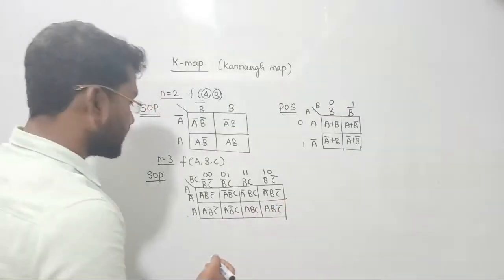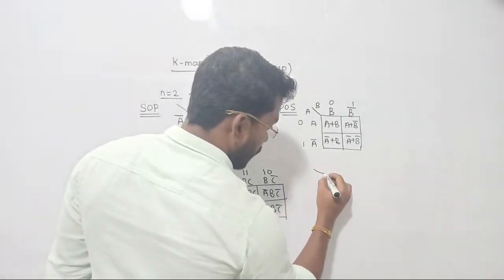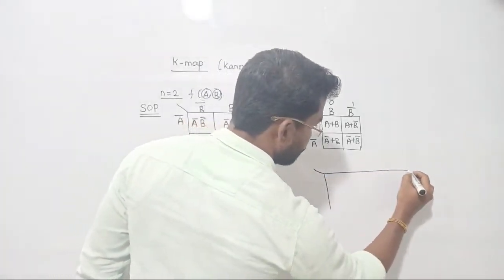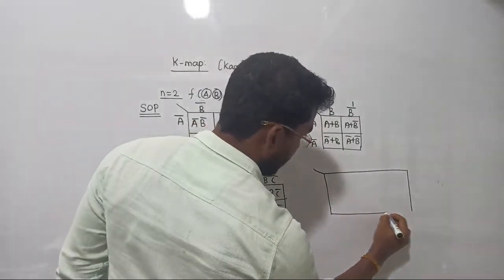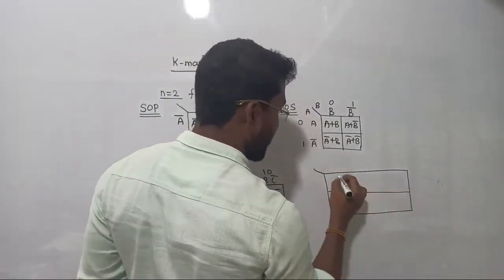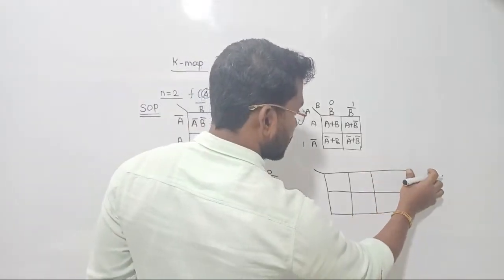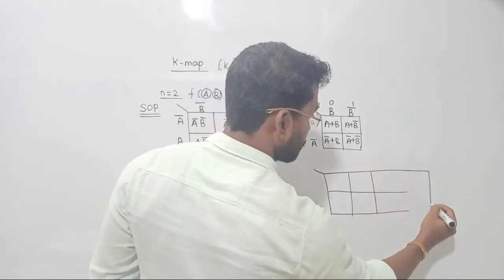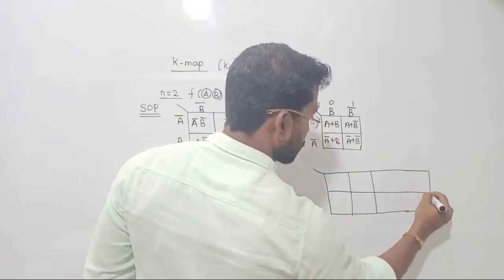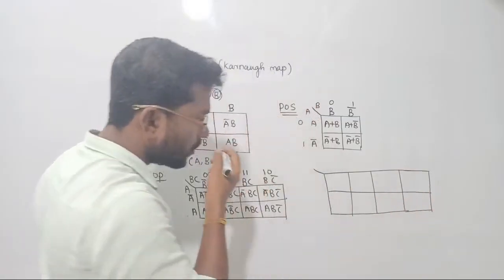So let us write the same thing for product of sum. We have to consider 8 cells. So one set, second set, let's extend the length slightly, third set, fourth set, right?